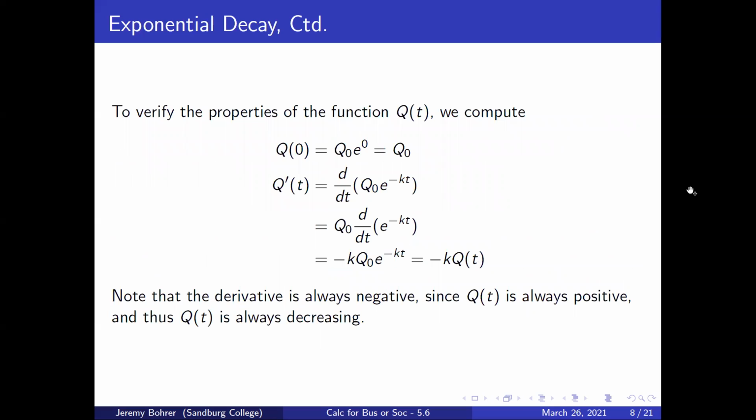To verify the properties of the function Q(t), we compute Q(0) = Q naught times e^0 = Q naught, and Q'(t) equals the derivative of Q naught times e^(-kt), which is Q naught times the derivative of e^(-kt), which is -k times Q naught times e^(-kt), or -k times Q(t). Note that the derivative is always negative since Q(t) is always positive, and thus Q(t) is always decreasing.